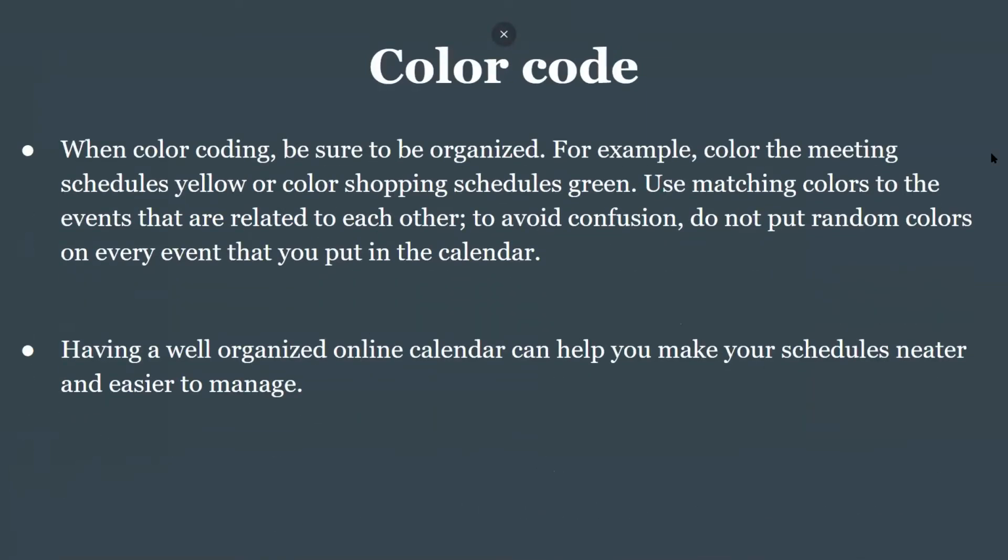When color coding, be sure to be organized. For example, color the meeting schedules yellow or color shopping schedules green. Use matching colors for the events that are related to each other. This helps to avoid confusion, and if you put random colors on every event, that will also create confusion as well. Having a well-organized online calendar can help you make your schedules neat and easier to manage.